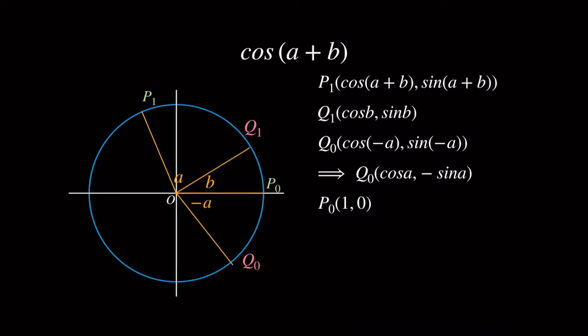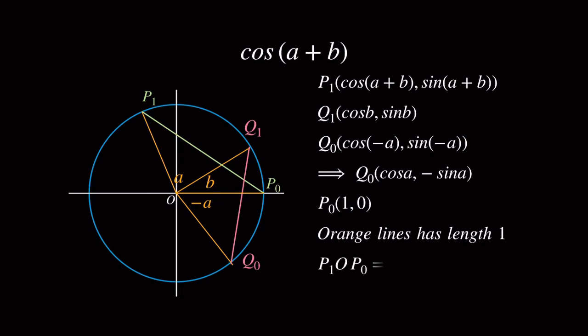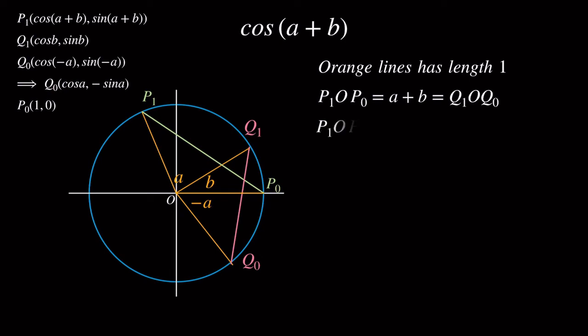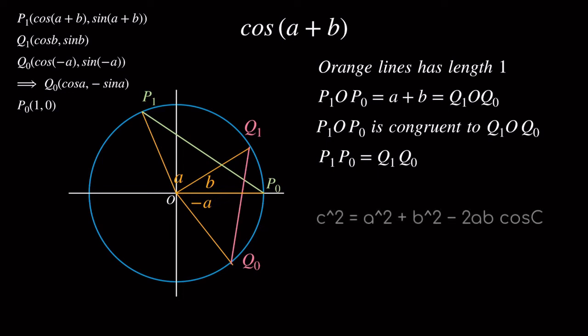And notice here that if we construct the lines P1P0 and Q1Q0, they seem to be equal to each other. This is true because the orange lines have a length of 1 due to being the radius of the unit circle. And the angles which the orange lines make in P1OP0 and Q1OQ0 are both equal, having an angle of a plus b. By observing such relations, we see that the two triangles P1OP0 and Q1OQ0 are congruent. What this means is that P1P0 is equal to Q1Q0. Alternatively, you can use the cosine law to verify that the lengths are equal due to equal side lengths and equal angle opposite of the desired side.